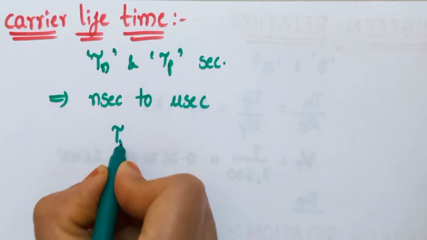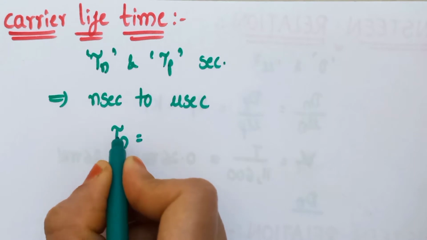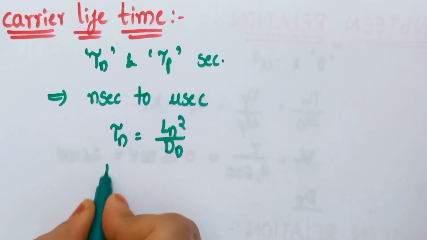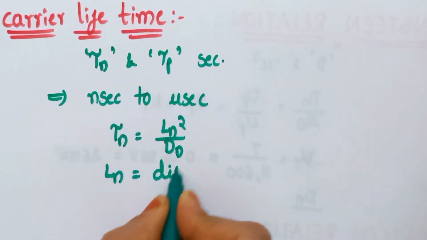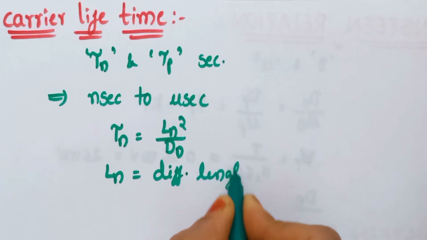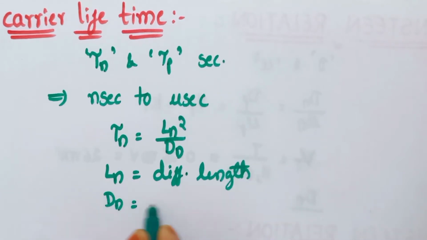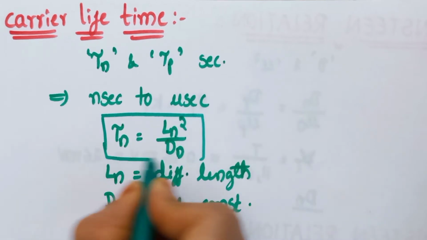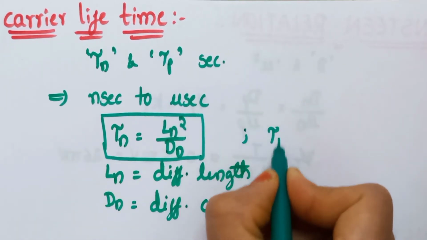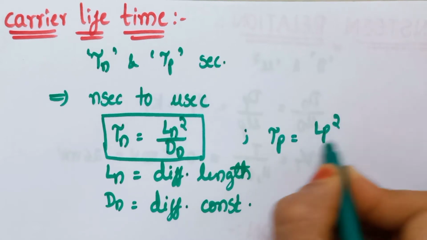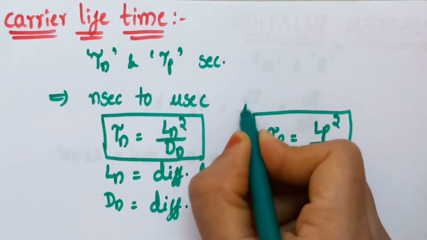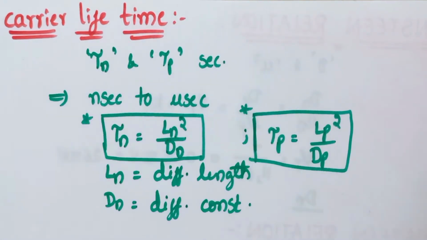We can write the expression for carrier lifetime of electrons, tau n is equal to Ln square by Dn, where Ln is the diffusion length and Dn is the diffusion constant. So this is the expression for carrier lifetime of electrons. Similarly, we can write the expression for holes as Lp square by Dp. These two are also very important in solving the problems as well as in objective type questions.